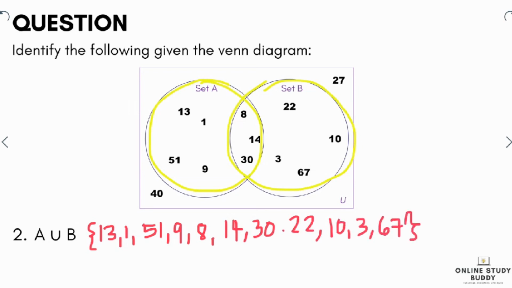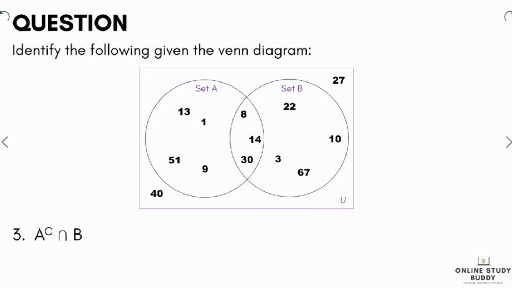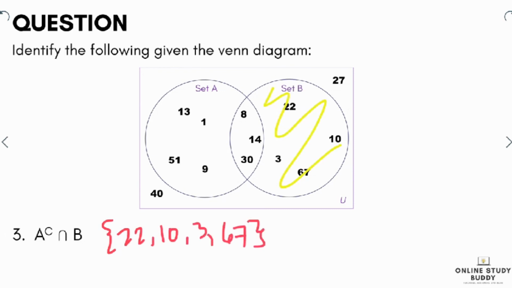So lastly, we will be determining the intersection between the complement of set A and set B. So para malaman natin yung complement of set A, ito yung mga nasa labas ng circle ng set A. But then we must find its intersection with set B. So ang matitira na lang is this area. So what we have left are the elements 22, 10, 3, and 67.